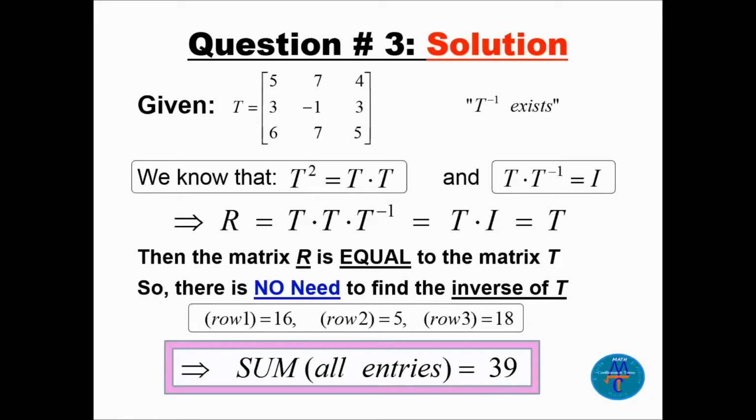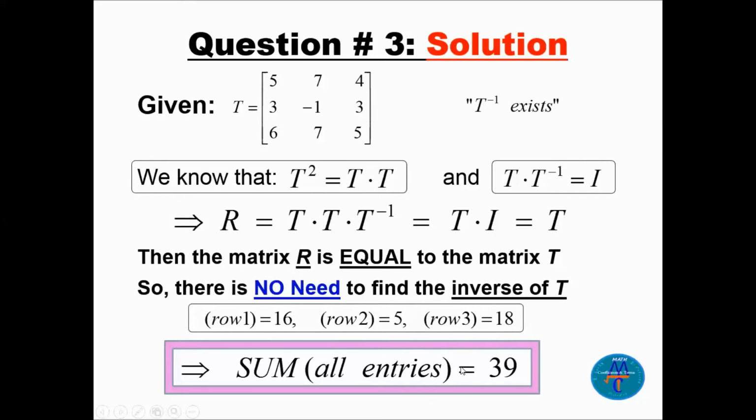If you go by the normal method, it might take maybe 15 to 20 minutes. But now you can finish it, I think, in 1 minute. So the only thing we have to do is find the sum of all entries. I found the sum of the first row, see, 16 here. Find the sum of the second row, 3 minus 1, 3, that will be 5. Row 3, you find the sum, 18. Now you add 16, 5, and 18.